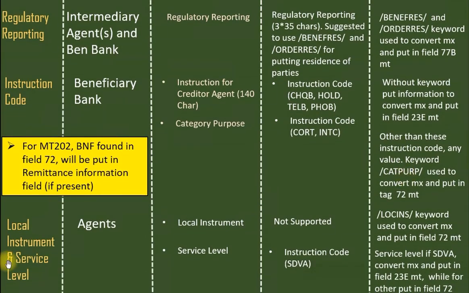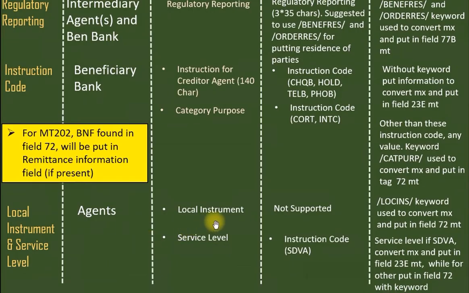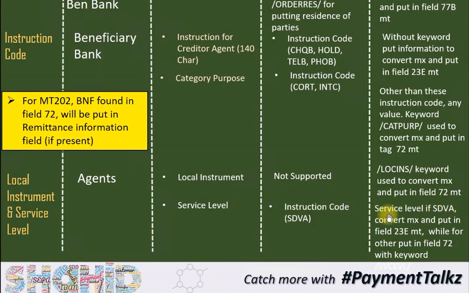Then there is the local instrument and service level. This is for agents. There is a dedicated tag for local instrument and service level. For local instrument, there is no fixed tag or field in MT. For service level, the instruction code is SDVA. So when a local instrument is required to be converted, you have to use the keyword LOC INS and put it into 72. For service level, if SDVA, convert from MX and put it in 23E, while for any other, put this information in 72.